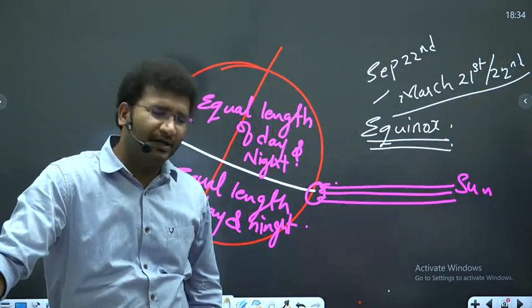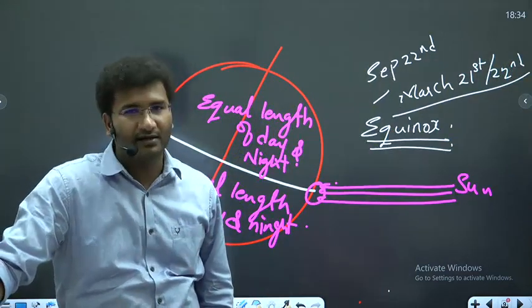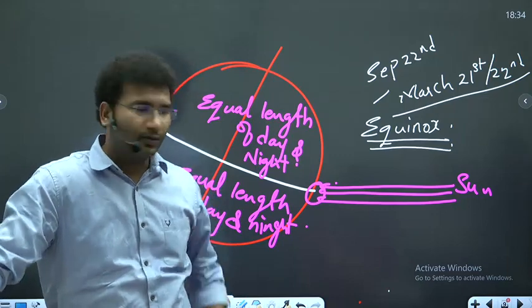पोलर रीजन पे भी 12 घंटे का दिन होगा, 12 घंटे का रात होगा इस दिन पे, ओनली ऑन दिस डे.